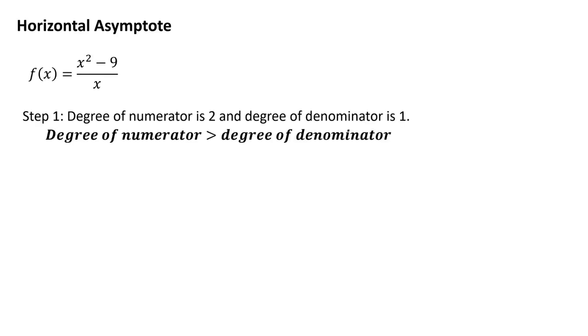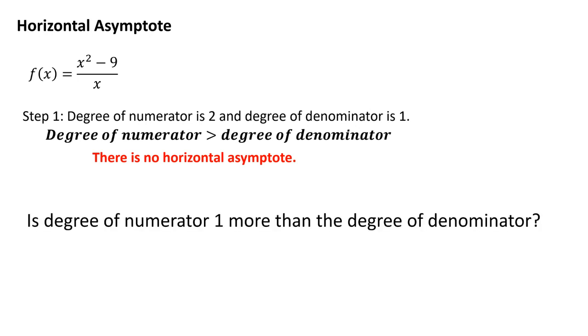Let's look at the case here. The degree of our numerator is 2. The degree of our denominator is 1. So the degree of our numerator is bigger than the degree of the denominator. Hence, there's no horizontal asymptote for this function. Now, as mentioned to you, therefore this has a slant asymptote. There's one that exists.